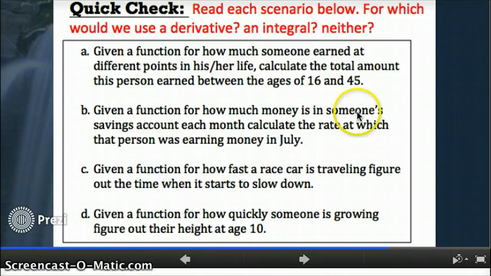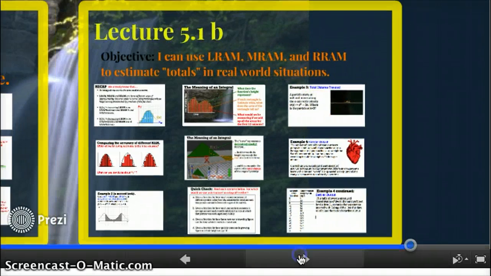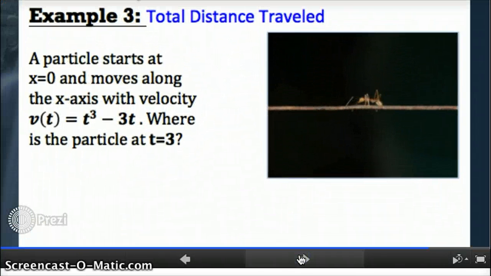Okay, so armed with an understanding of what an integral is and the technical ability to compute them without doing a million different calculations, it's time to get to the real objective of this video, which is to be able to apply LRAM, MRAM, and RRAM into real-world situations. Let's start with a simple example, distance traveled.